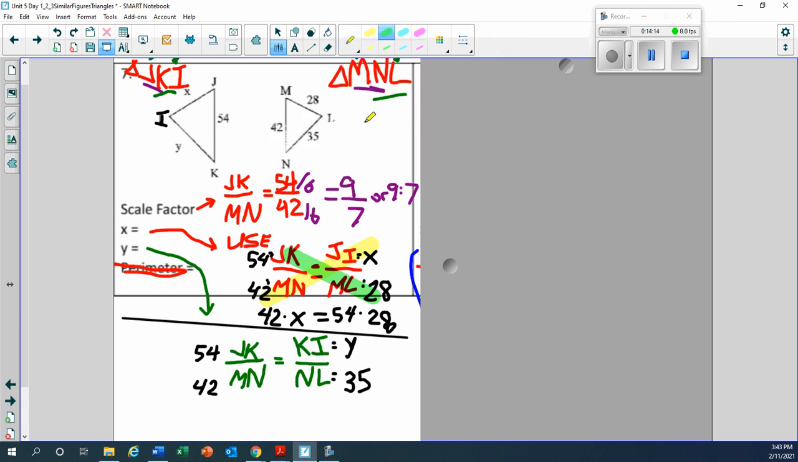All right, similar to before, we'll do diagonal multiplication. Y times 42, 42 times Y.